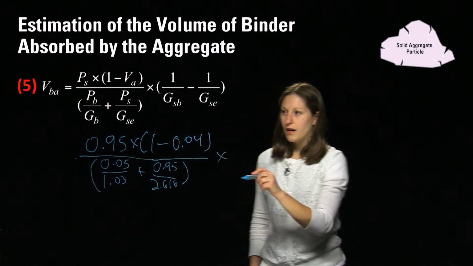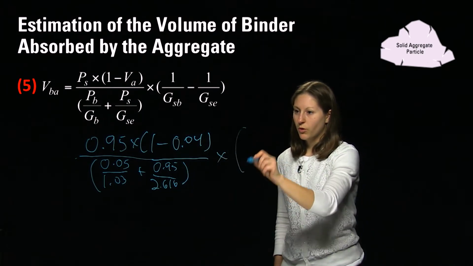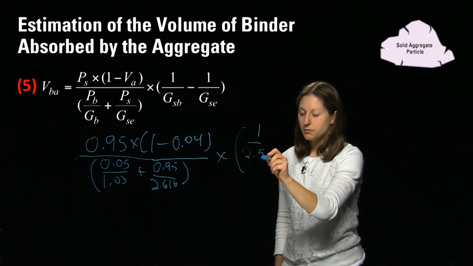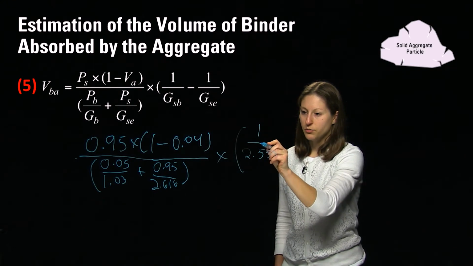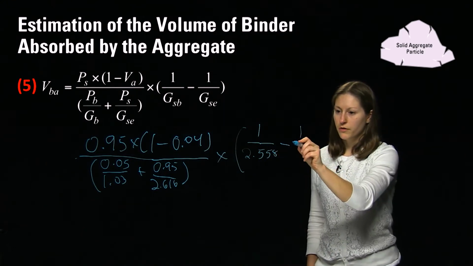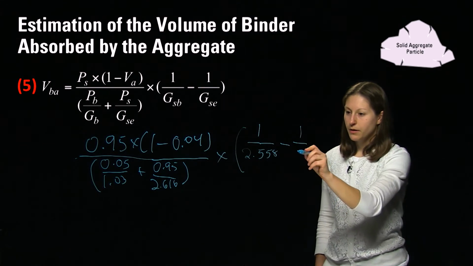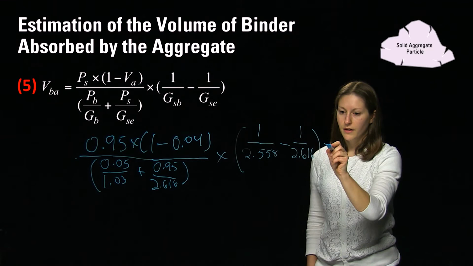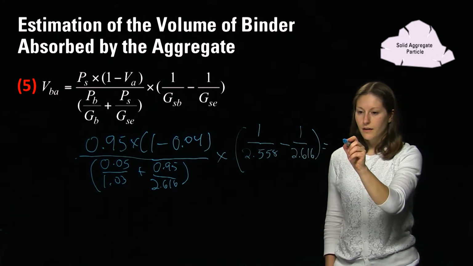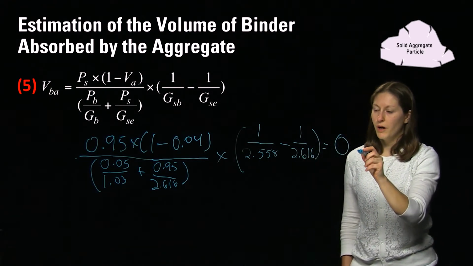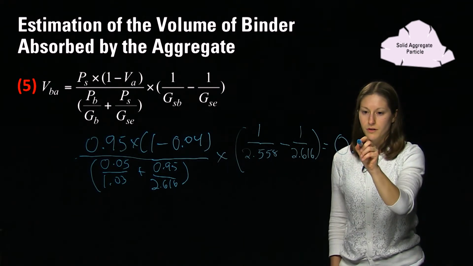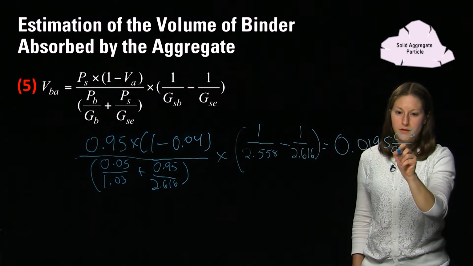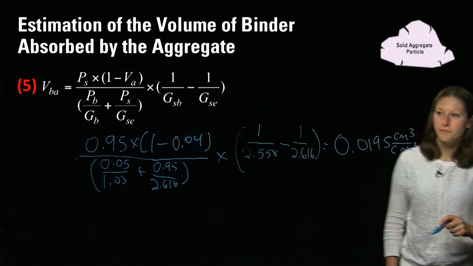And then we multiply this quantity by 1 over our bulk specific gravity, which we calculated to be 2.558 in the previous video, minus 1 over our effective specific gravity, which again was estimated to be 2.616. This leads to a calculated estimation of binder volume absorbed of 0.0195 centimeters cubed over centimeters cubed of asphalt mixture.